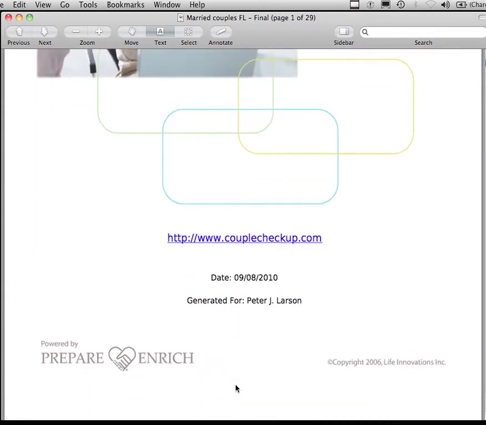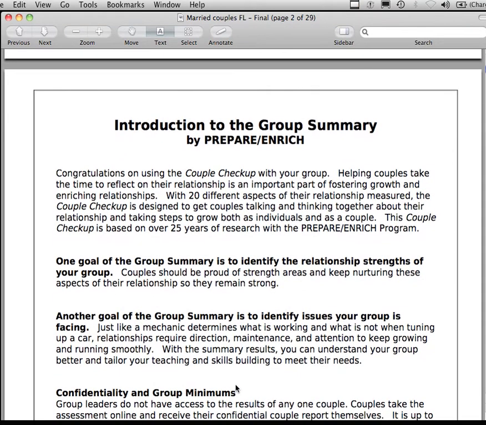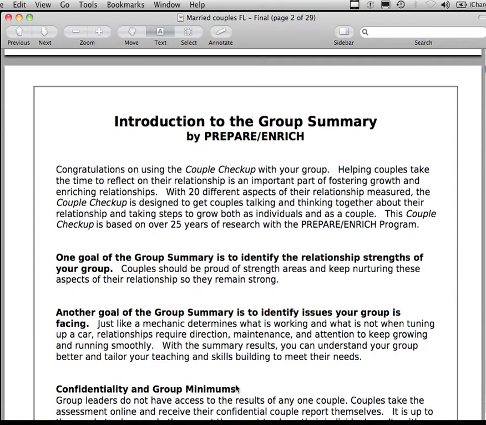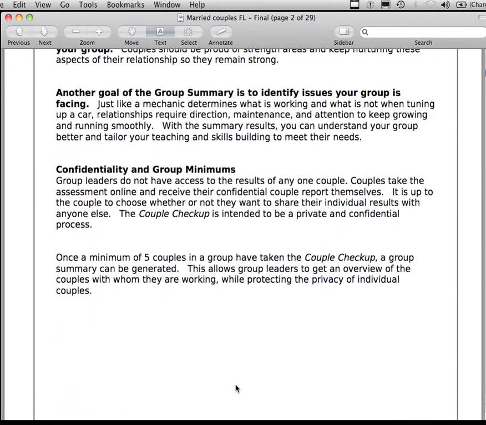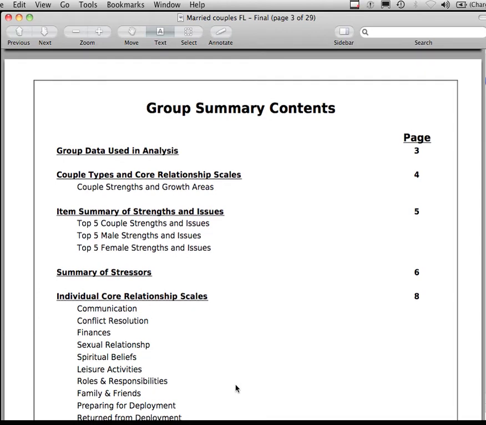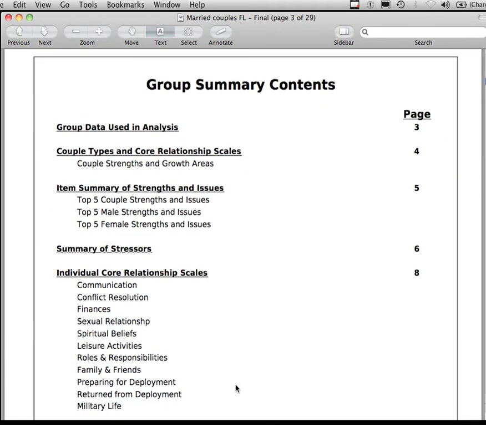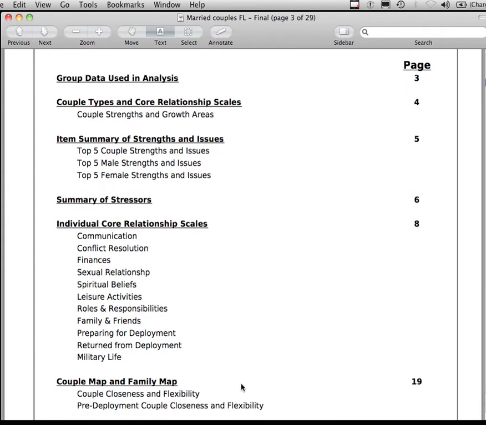So this is a report that came out of a community-wide outreach in Florida, and it had over 1,000 married couples take the checkup. You can see there's an introductory page that explains a little bit about the checkup, a table of contents that just breaks down what's in the report. We're going to walk through the whole thing here in a minute, but you can see where all the categories are summarized.